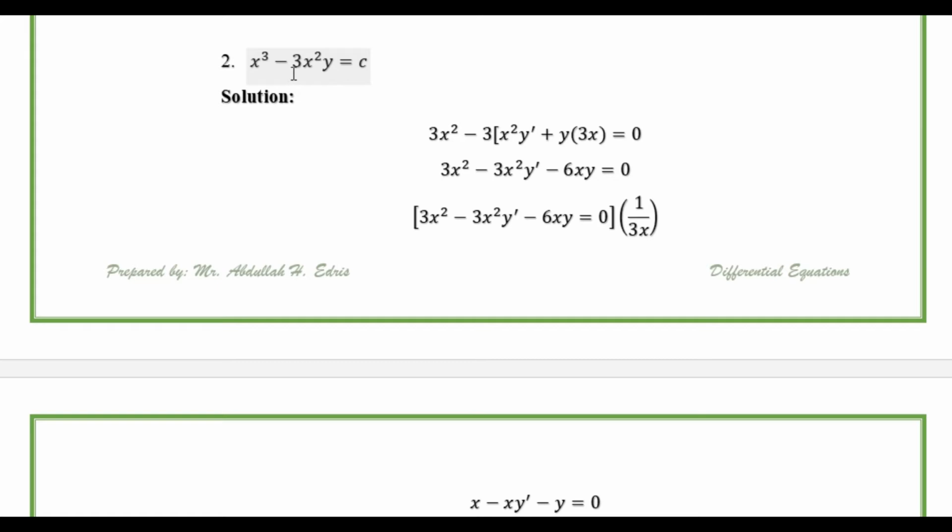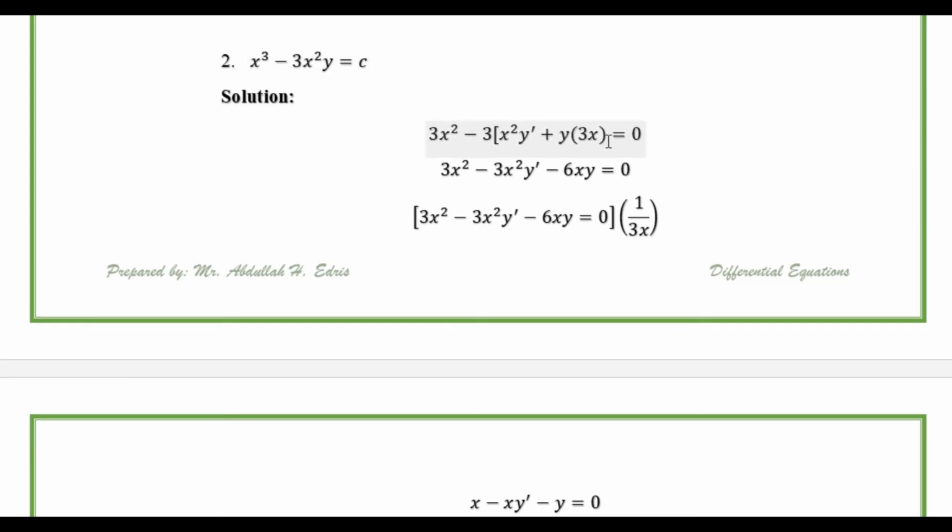We have x cubed minus 3x squared y equals c. So we only have one constant here, itong c lang. Tama? That means first derivative lang. Okay? So the derivative of x cubed, we have 3x to the power of 2. Tama ba? 3 minus 1, we have 2. Diba? Ganun mag-derive. Okay, so for this part, itong 3x squared y, we can use the product rule.